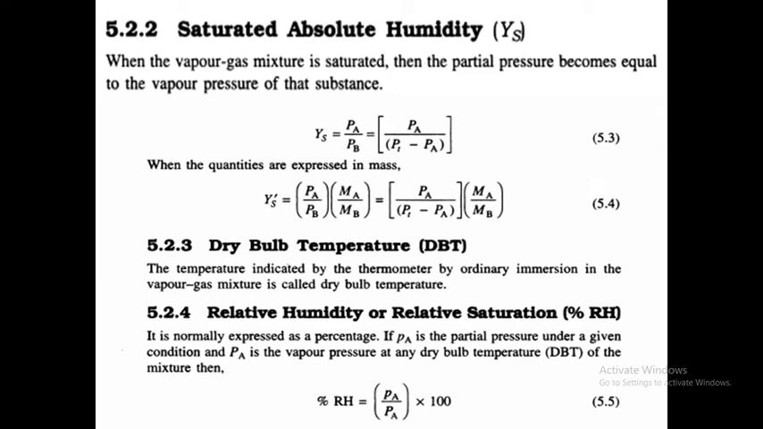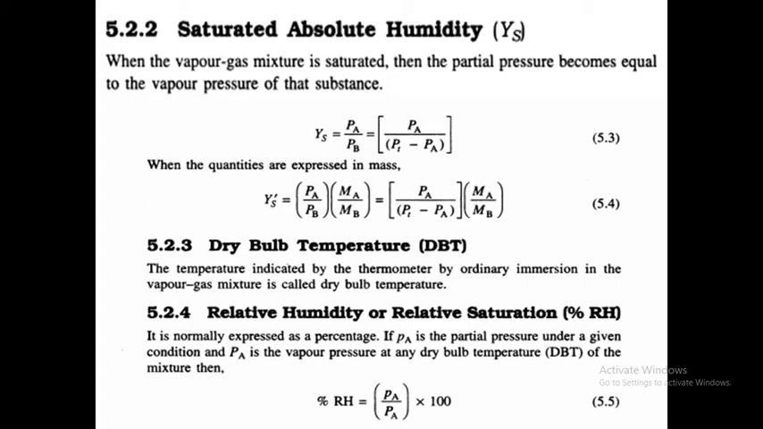One thing is very important here. We do not use the vapor pressure. We have to use only the partial pressure. Why? Because at 100% saturation, partial pressure is equal to vapor pressure. Here Pa and Pb are nothing but the partial pressures of component A and component B.